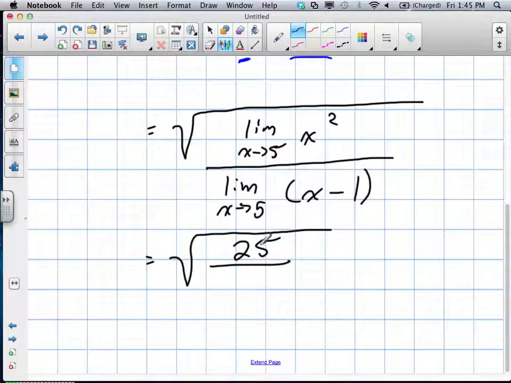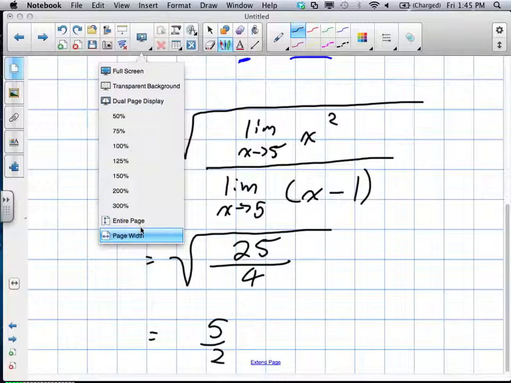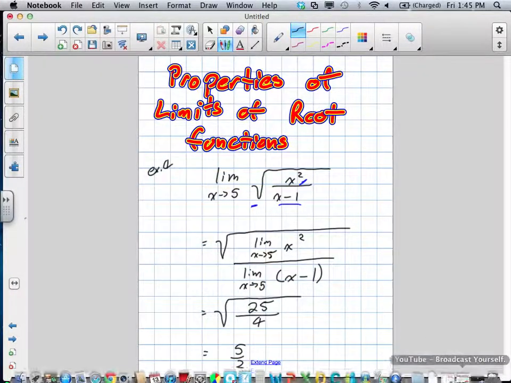Okay? So we have our number 4 at the bottom. When we root these two, we get 5 divided by 2, which is our limit. Very similar to just plugging things in.